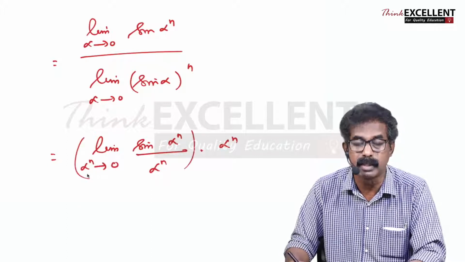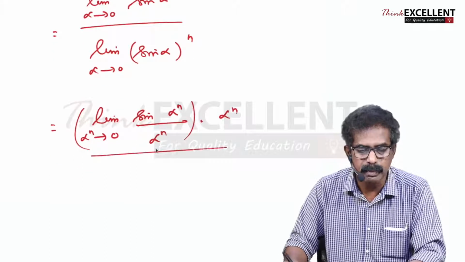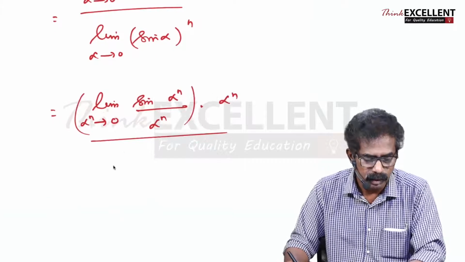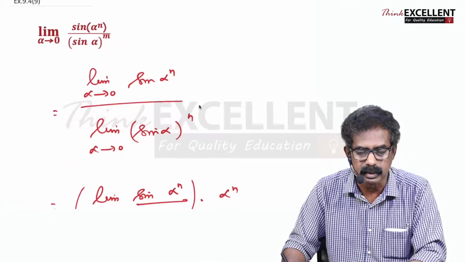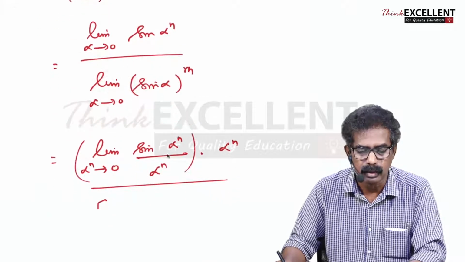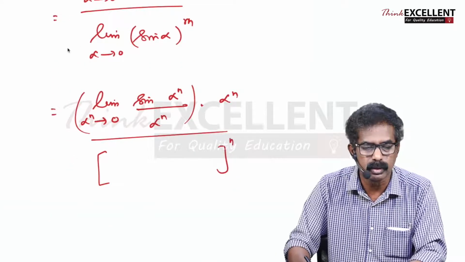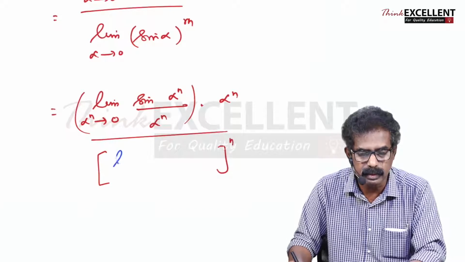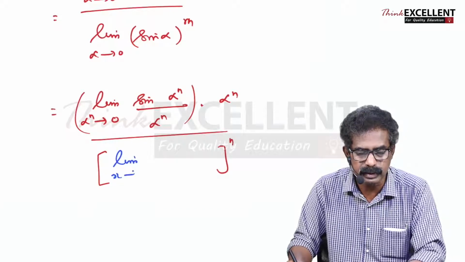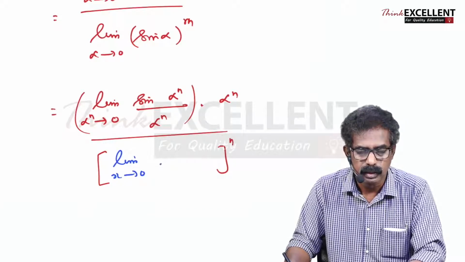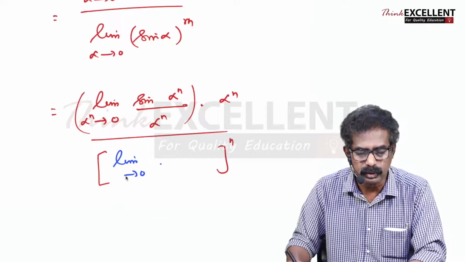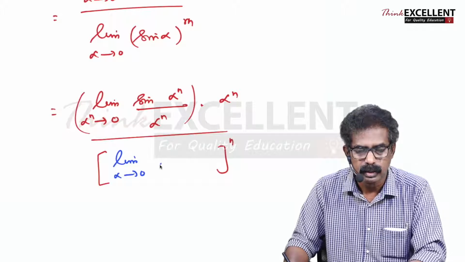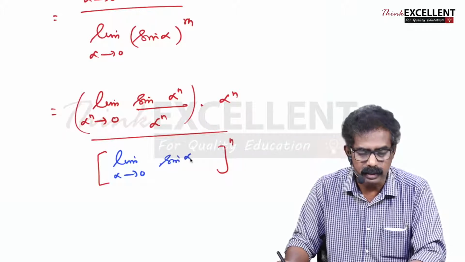So now you know this part is what? 1. See the denominator. What do you have here? The whole power m, I think, right? Yes, it is m. Whole power m I am going to write. So please listen what I write here. Limit x tends to 0, not x, alpha, alpha tends to 0, sin alpha. Okay, this is what we have.